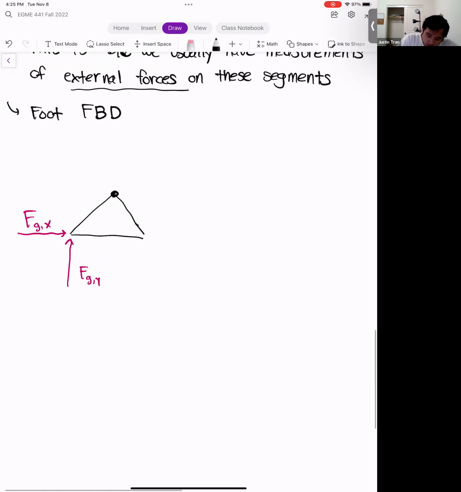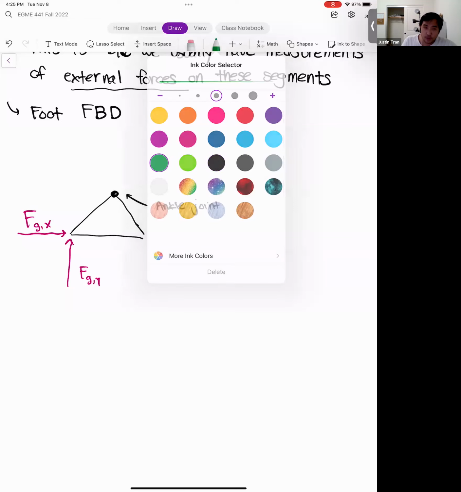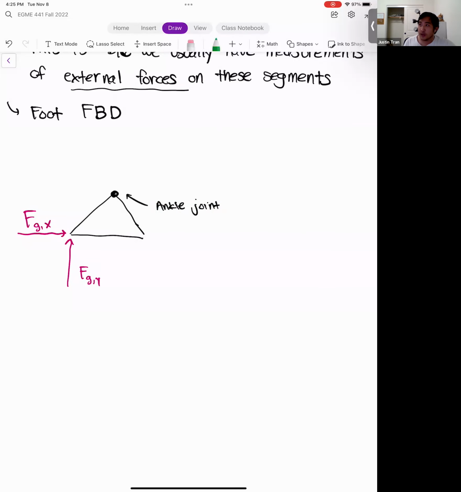All right, so let me go ahead and draw on the ankle joint. So this right here is the ankle joint. Okay, and then at the ankle joint, we're going to have the reaction forces at the joint.